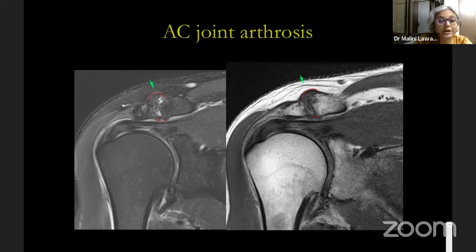Sometimes there can be a lot of marrow edema and that could be the cause of pain, local tenderness. This patient, if you look, also has mild to moderate tendinosis. There is mild subacromial bursal fluid too, but there's no tear. Okay.